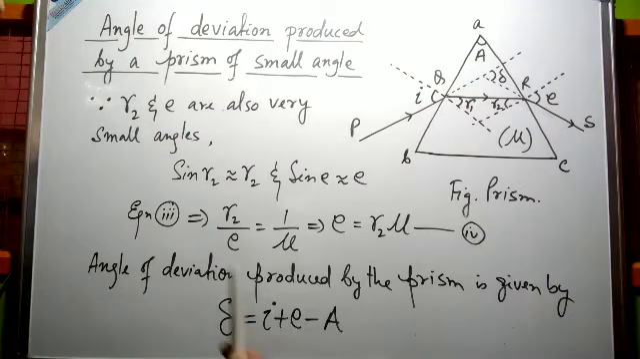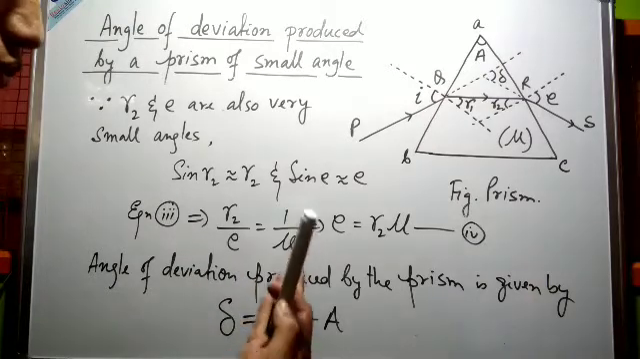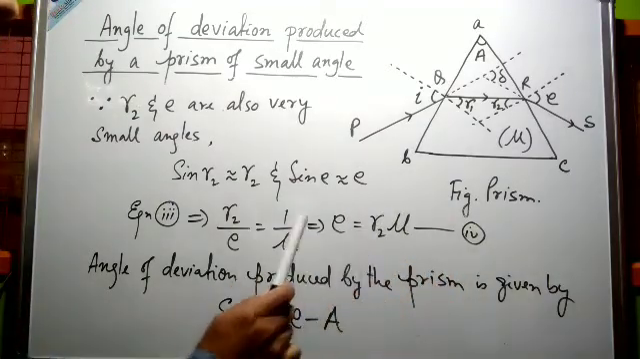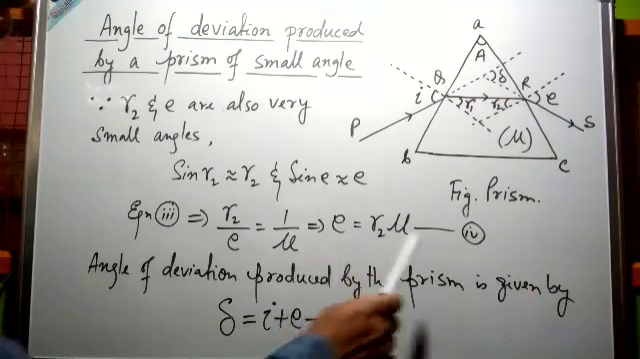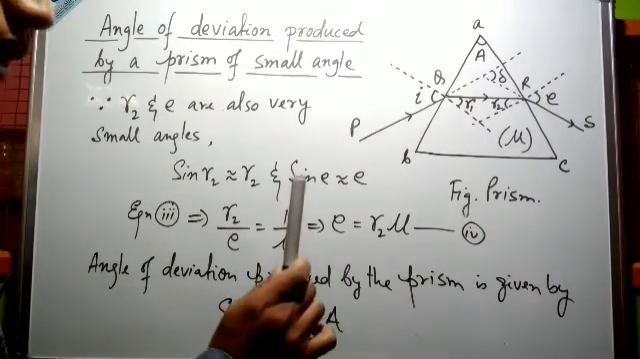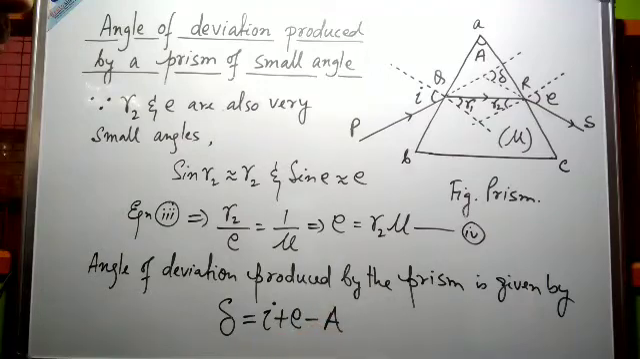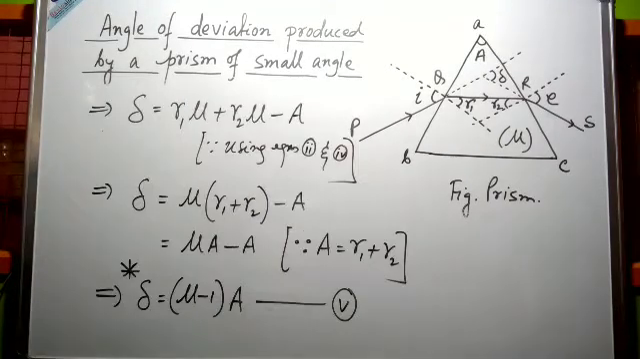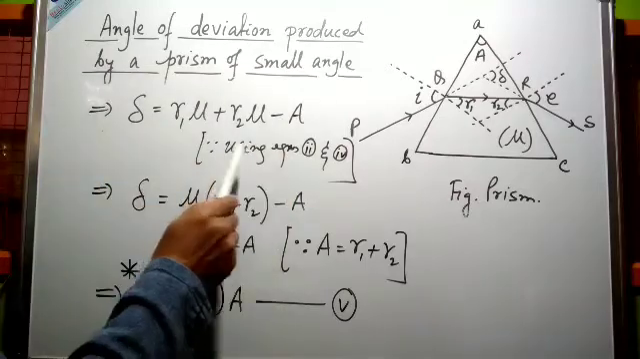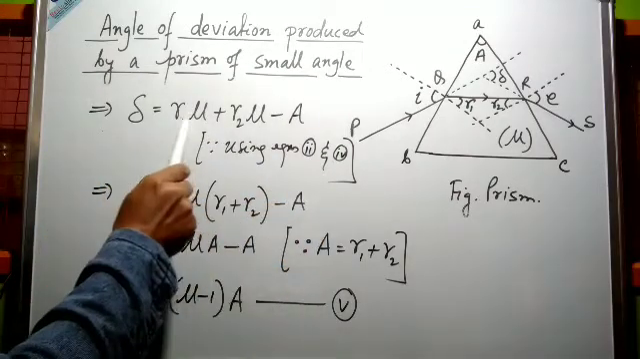Now from equation number 2 and 4, using equations 2 and 4, we get i = μ r1 and e = μ r2, that is, angle of incidence i and angle of emergence e in terms of r1 and r2. So delta equal to i plus e, which is μ r1 plus μ r2 minus A. Using equations 2 and 4, take μ common.